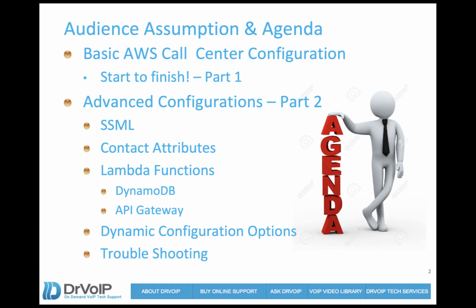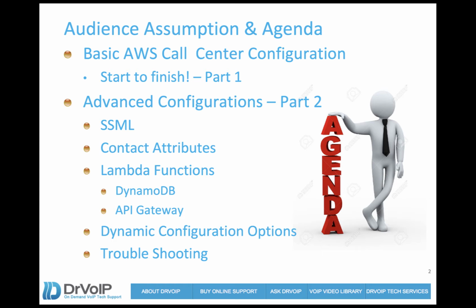We'll look at some Lambda functions. DynamoDB is the database of choice, at least in our deployments as it relates to Amazon Connect. Sometimes we'll require an API gateway. And the focus here is dynamic configuration options.